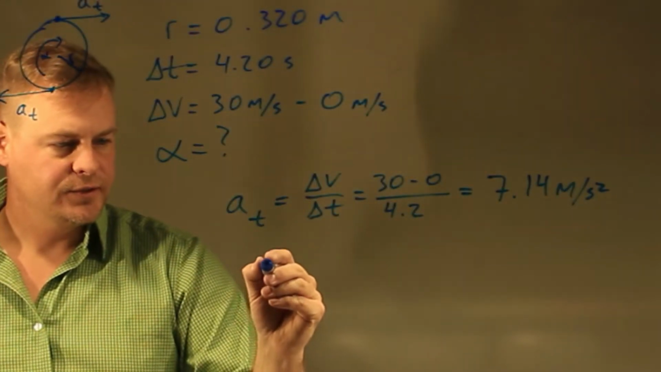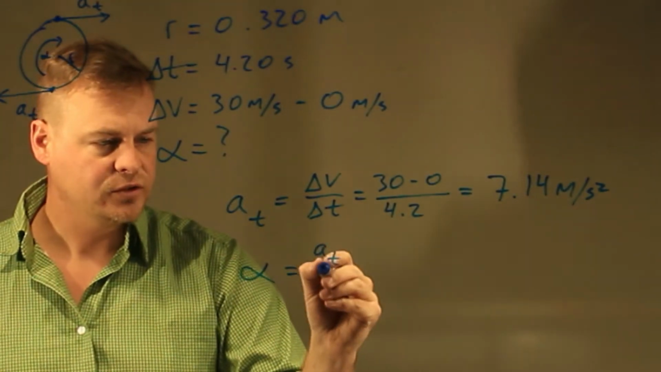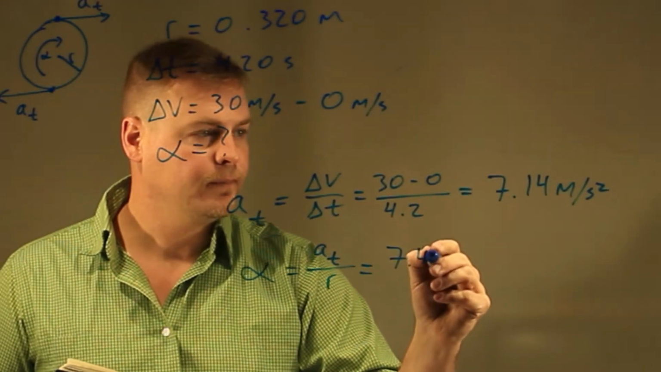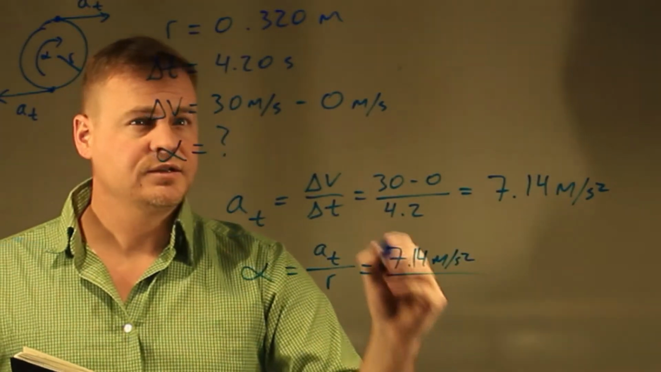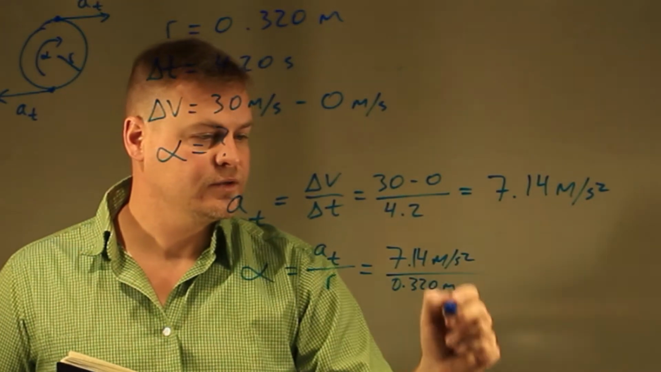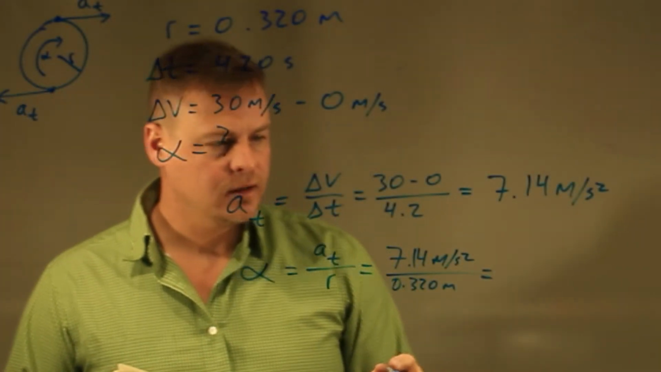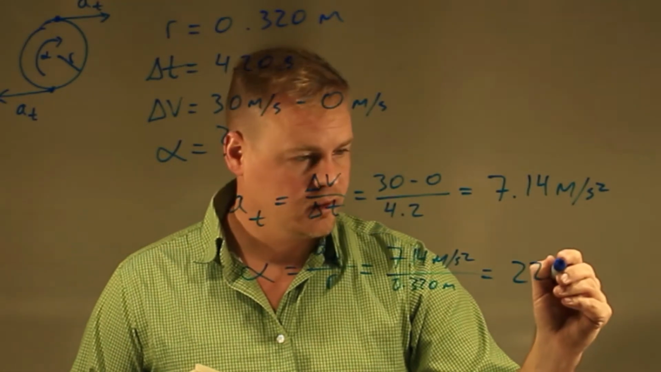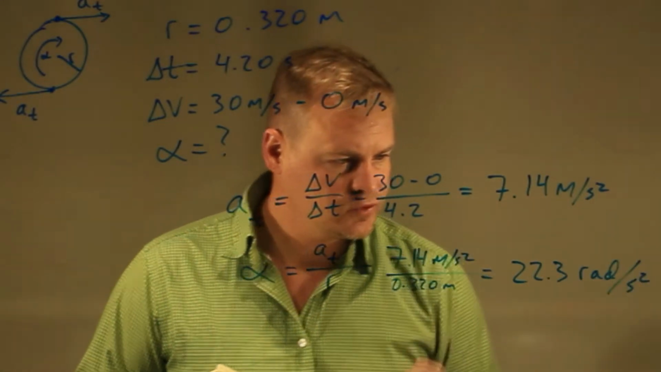Recall from the previous relationship, the angular acceleration was the tangential acceleration divided by the radius, which we just solved for. So that was 7.14 meters per second squared divided by the radius of 0.320 meters. The meters end up canceling, and so when those cancel, I get radians, which is a unitless value, so radians per second squared.